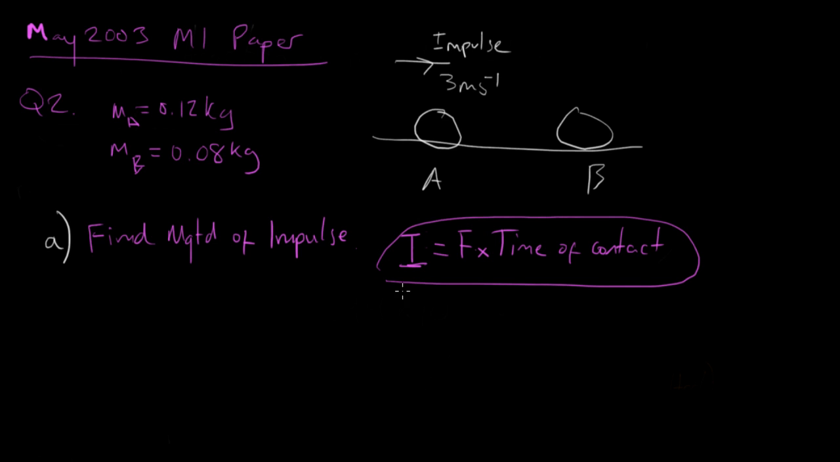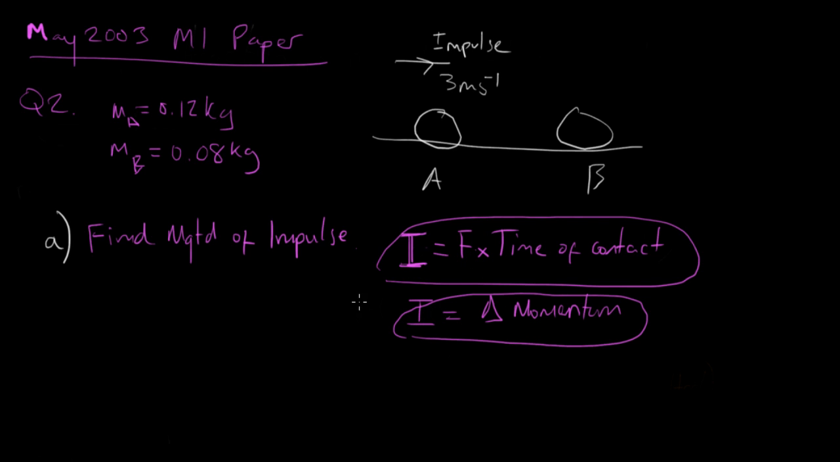And another possibility is the definition of impulse, which is change in momentum. So here we have impulse as force times time of contact, and this as change in momentum. In the question they don't tell us anything about the force or the time of contact, so they're giving us a clue, asking us to consider the change in momentum. We know the initial momentum is 0 and the final momentum is 3 meters per second times the mass of A, which is 0.12. So P final is equal to 0.12 times 3. 3 times 12 is 36, so that's going to be 0.36 for the final momentum.